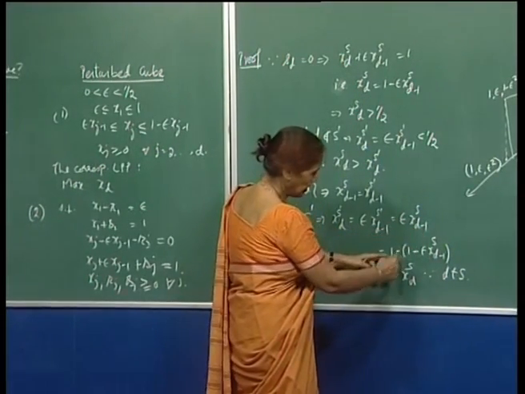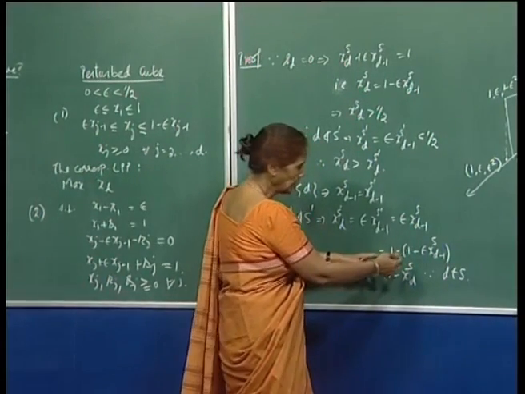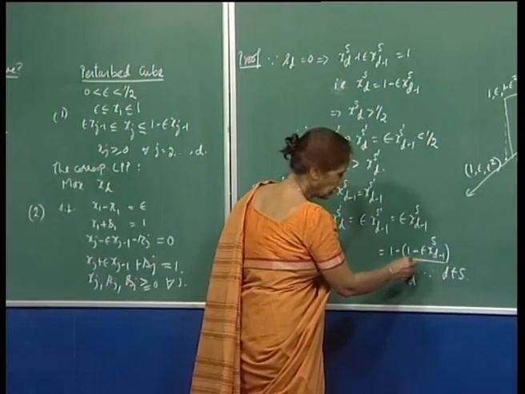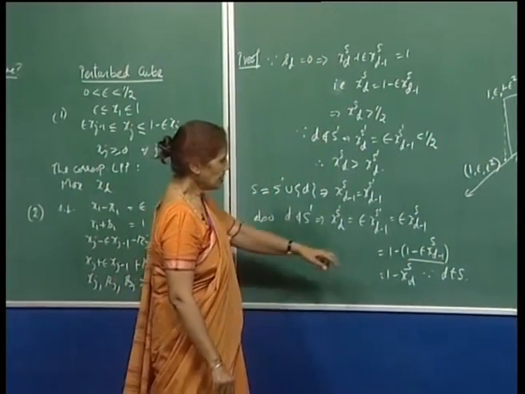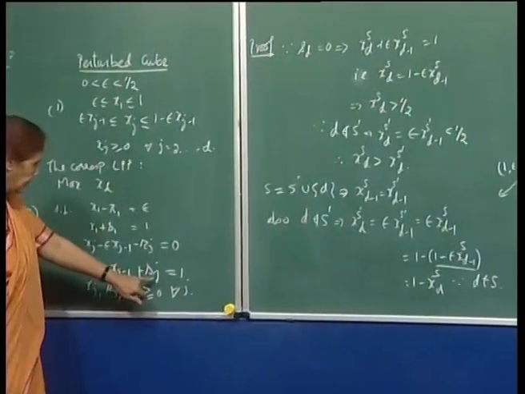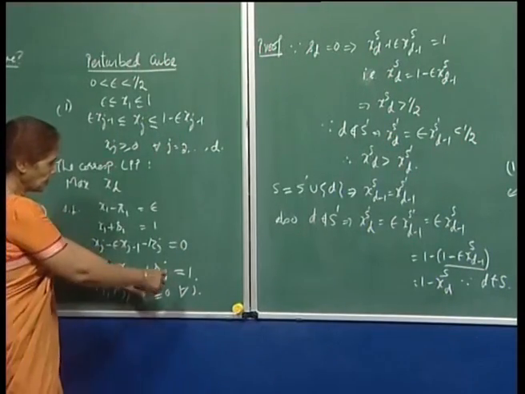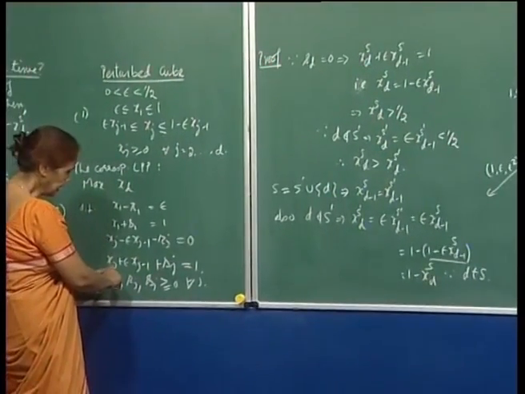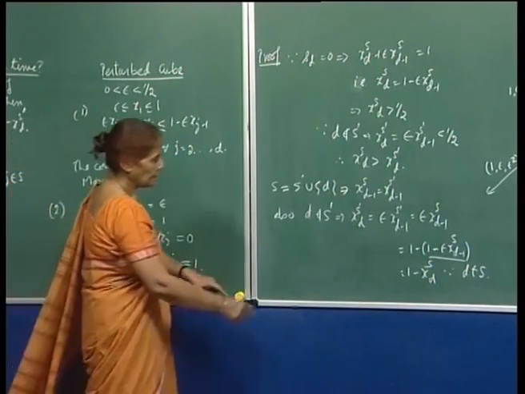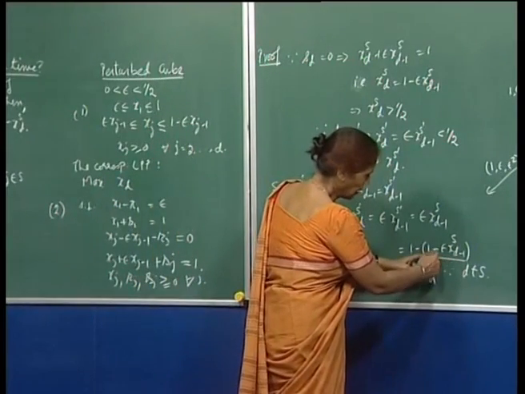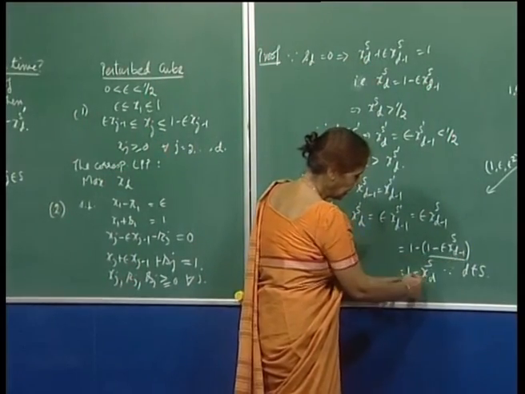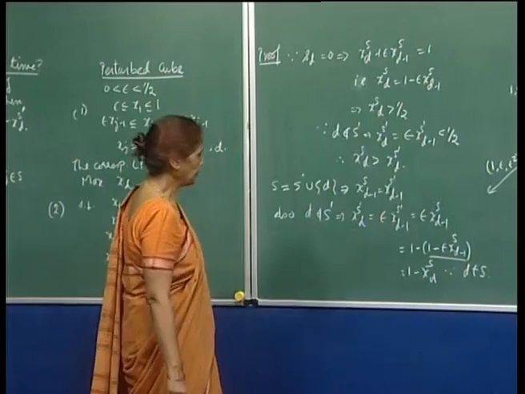Now this number I write as 1, so I add and subtract 1. So this is 1 minus (1 minus epsilon x_S (d minus 1)). But because d belongs to S, therefore S_d is 0. And so from here you get that x_S d is 1 minus epsilon x_S (d minus 1). So I write x_S d here for this number, and this becomes 1 minus x_S d.